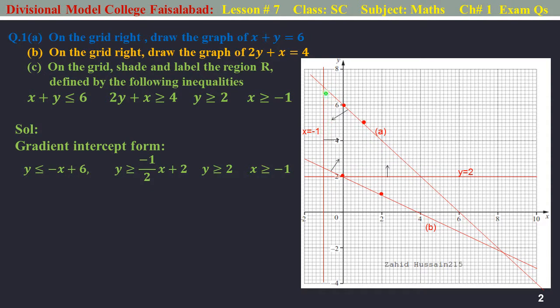within this figure, which is a polygon, quadrilateral, this one. So we will shade this region like this. This is our defined region, and we will label this region by the letter R. You can draw more lines here.